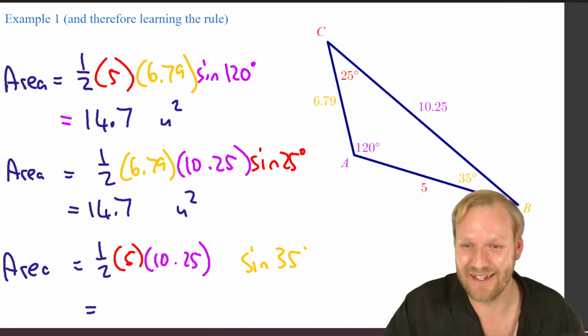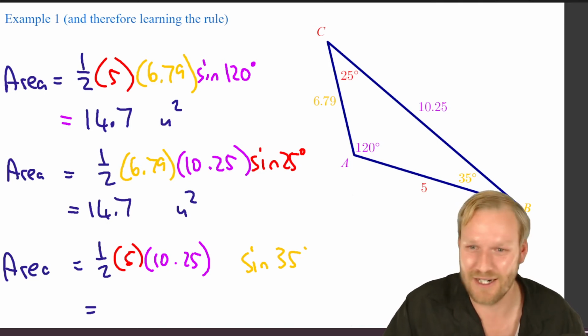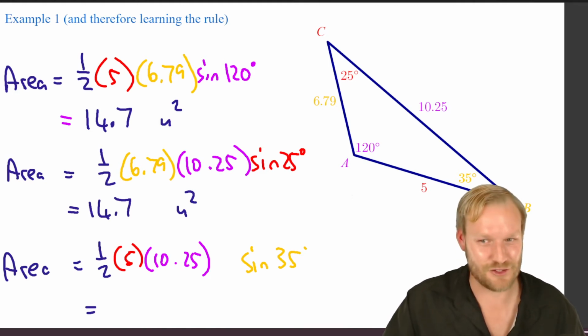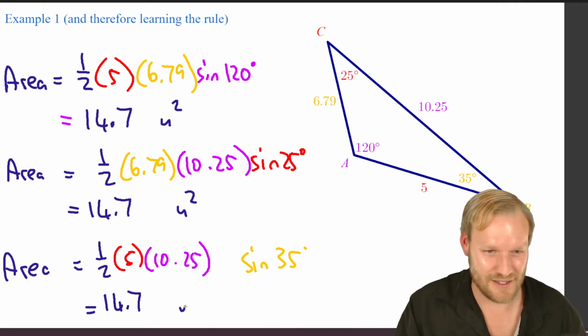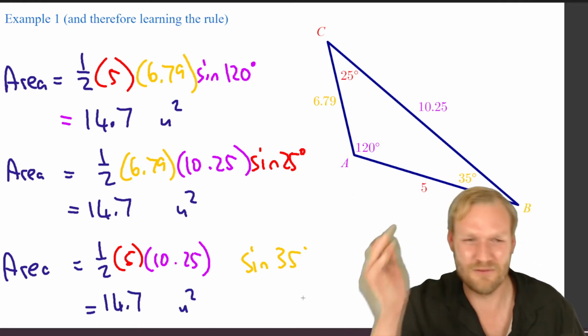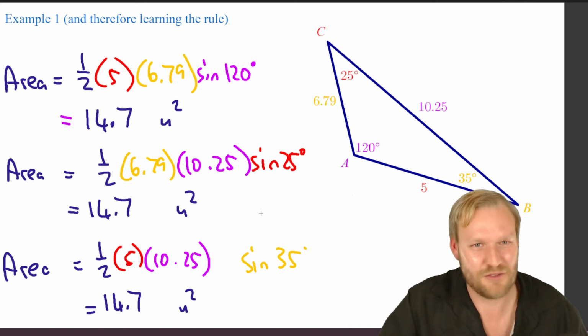So we got again 0,5 times 5 times 10,25 times sine of, this time it was 35, and 14,7 to one decimal place. Right, so same answer as I said. Of course, we'll round it off somewhere along the way. So that's kind of our thing.